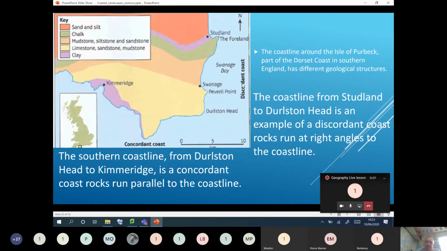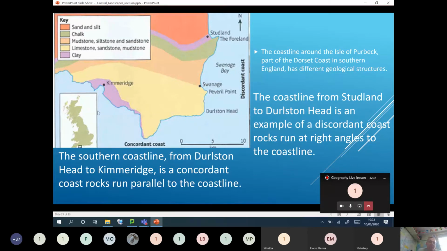So a discordant coastline is one where you have got rocks running at right angles to the coastline. Now, this is important because you may well get a question in the exam that will ask you for a feature formed at a discordant coastline. So you should already be starting to see, you can see the labels on this diagram, what's there. So a discordant coastline, rocks are running at right angles to the coastline.